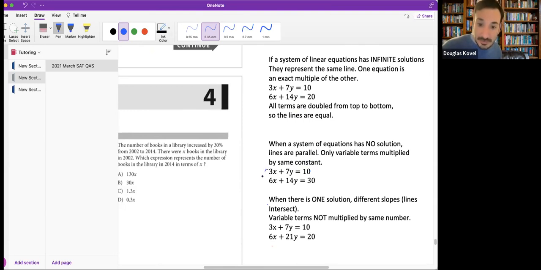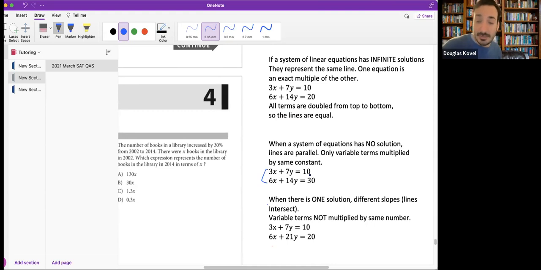So if we look at this example here, we see just like before, 3x is doubled to 6x and 7y is doubled to 14y. So I know my slopes are equal. So it's either no solution or infinite solutions, but my 10 though is not doubled. You see I tripled it. So this means I must have a different y-intercept. So there's no solution.